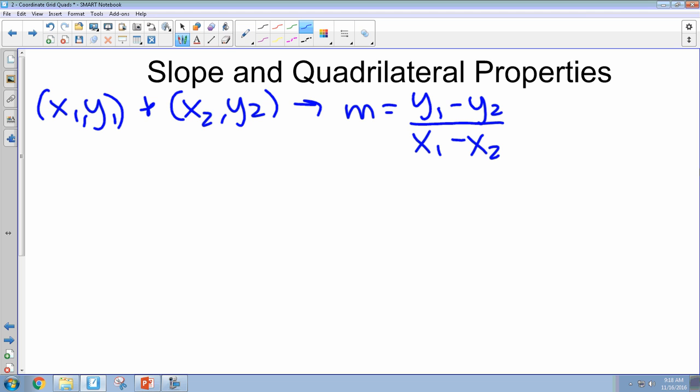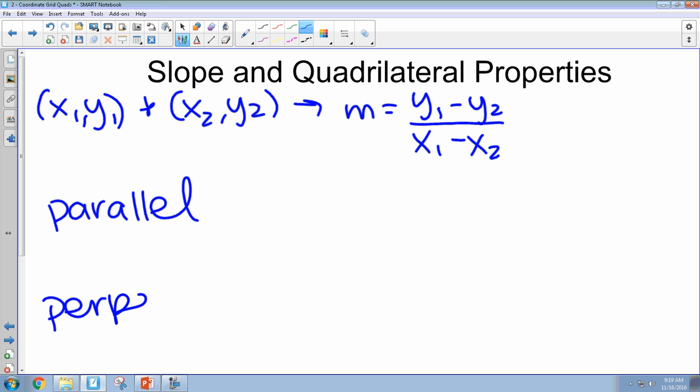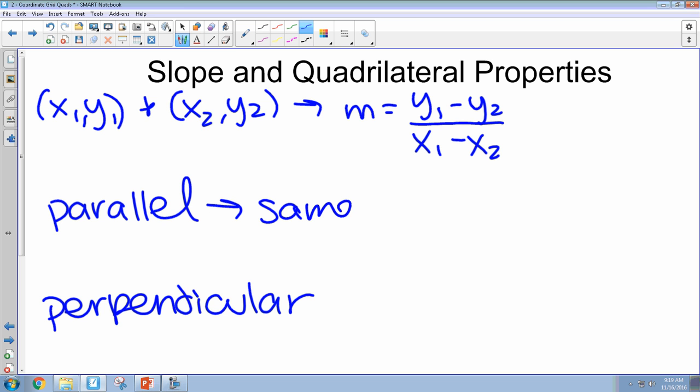Where slope comes into account is when you are determining if your lines are parallel to each other or if they are perpendicular to each other. For example, in your parallelogram properties, you know your opposite sets of sides are parallel, so you can verify that or you can use that fact with this slope formula. For lines to be parallel, they have to have the same slope.